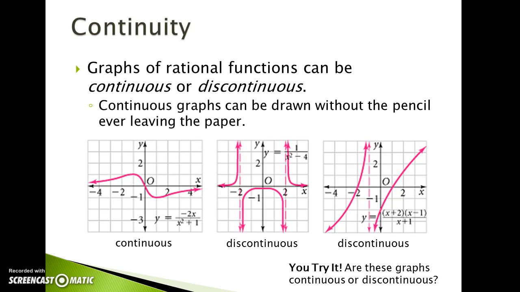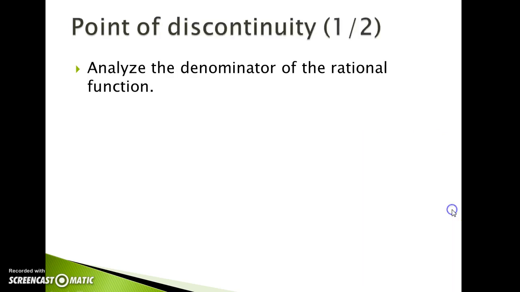Hopefully these are the answers you got. You can tell the one on the left you could definitely draw in one motion. However, the one in the middle, you'd have to lift up your pencil to draw this side, this other side, and the side in the middle. So it's discontinuous. And on the right again, you'd have to lift up your pencil to draw the left-hand side versus the right-hand side, so it is also discontinuous.